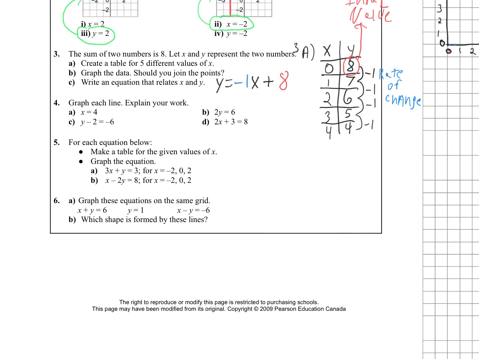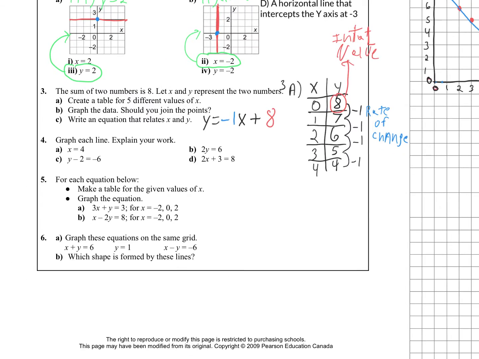So now on to number 4. Number 4 says graph each line. So this should be fairly straightforward. We are going to need to do a little bit of algebra. But when we look, we can see that this is x alone, this is y alone, this is y alone, and this is x alone. So we're going to wind up with 2 vertical lines and 2 horizontal lines.